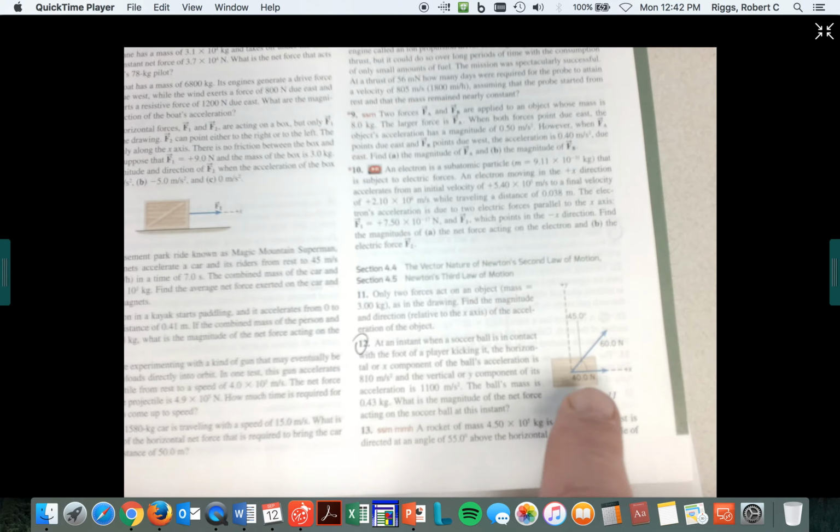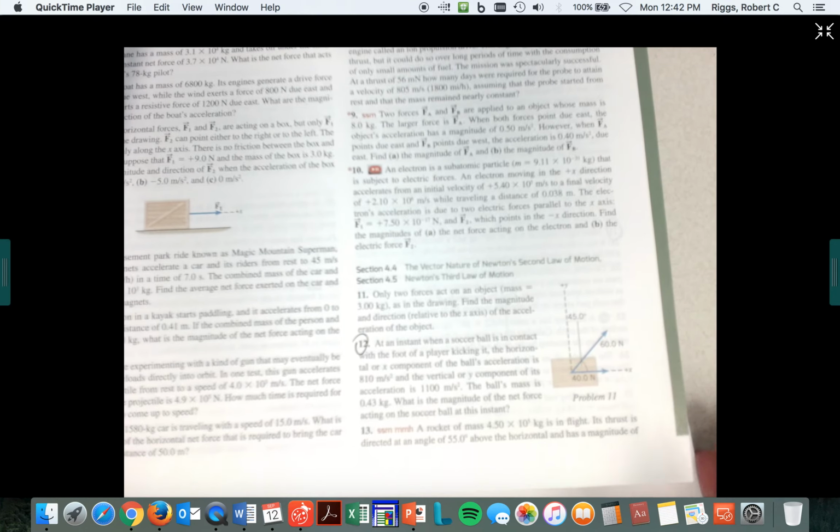It says only two forces act on an object which has a mass of 3 kilograms. Okay, I've got 40 newtons acting this way, and I've got 60 newtons acting at a 45-degree angle that way. Find the magnitude and direction of the acceleration of the object. All right, and I might add a wrinkle to that. I might just add, you know me.